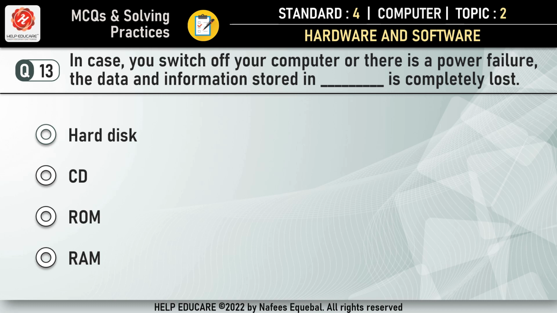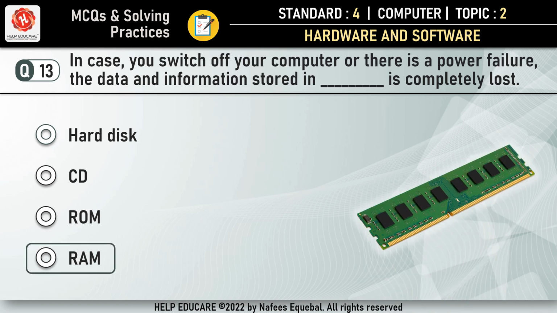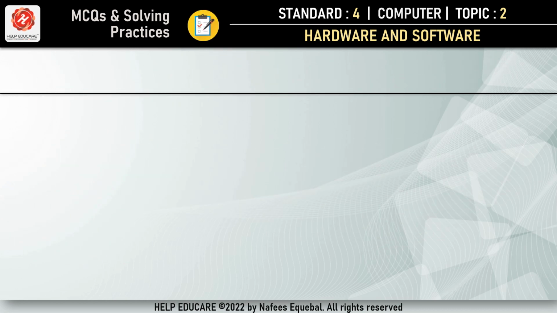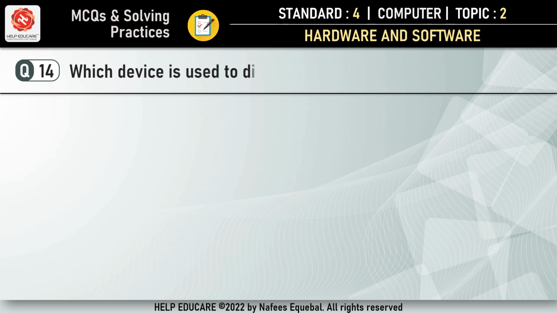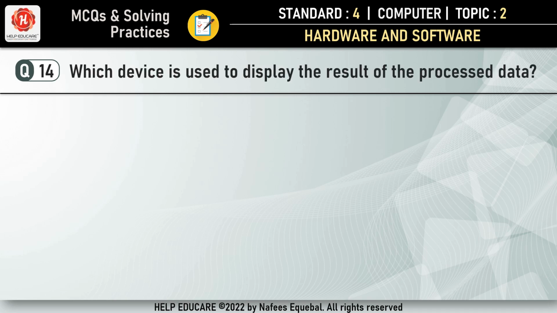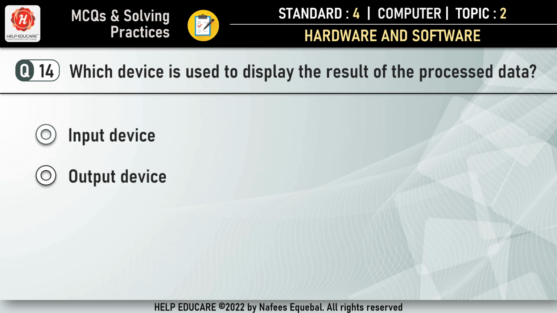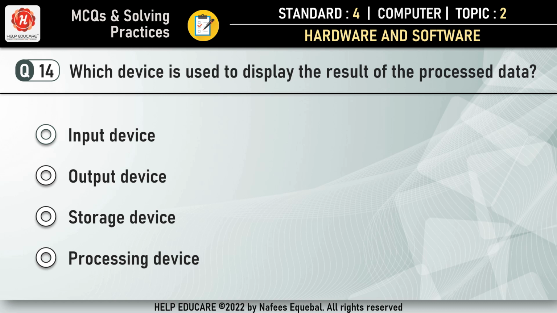Answer will be displayed in 10 seconds. Correct answer is RAM. Question number 14. Which device is used to display the result of the processed data? First option, input device. Second option, output device. Third option, storage device. Fourth option, processing device.